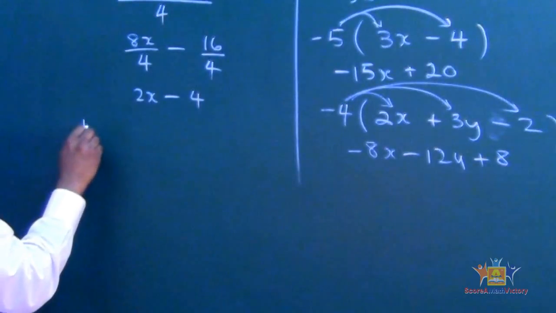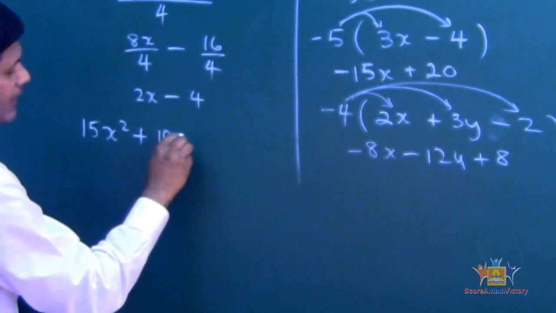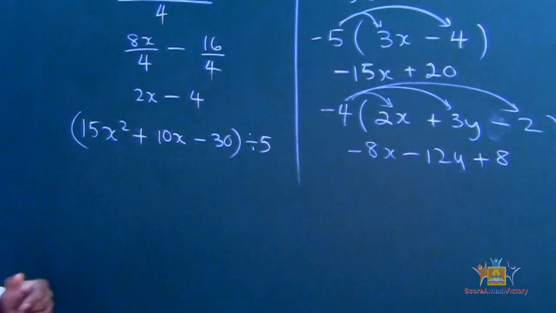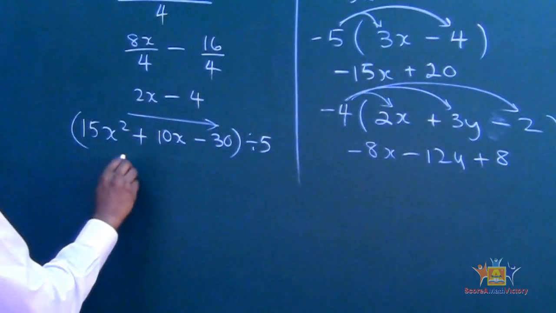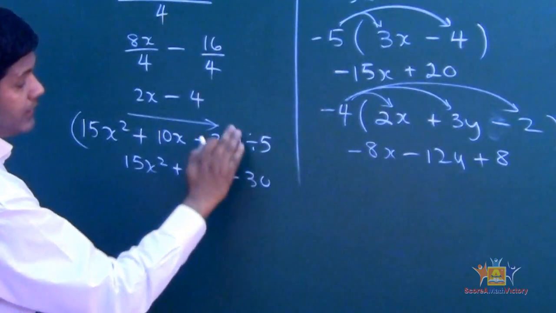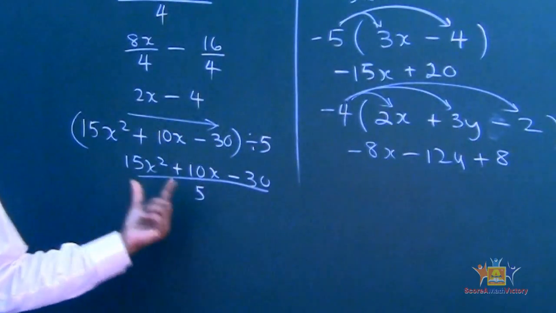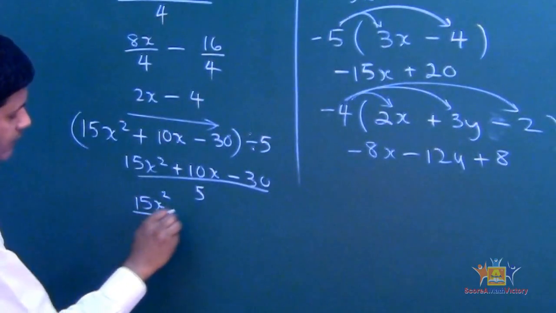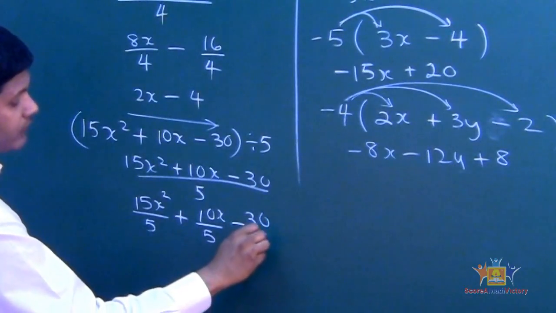Okay, let's say for example, Mr. Mac gives you 15x² + 10x - 30, and I'm dividing this whole thing by 5. Again, we're going to use the right arrow method. We're going to read exactly what it says. That means 15x² + 10x - 30, this whole thing I'm dividing by 5. Very important. Now I can break them apart. So I can say 15x² over 5 plus 10x over 5 minus 30 over 5.